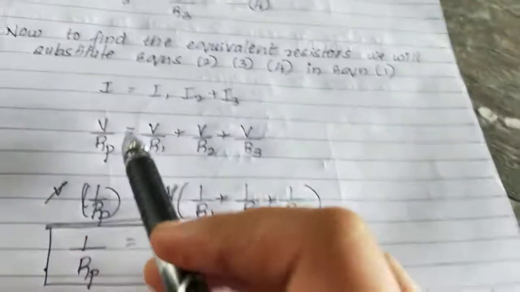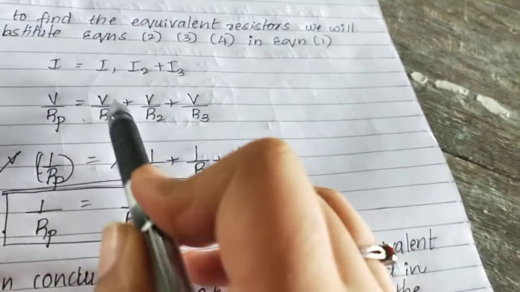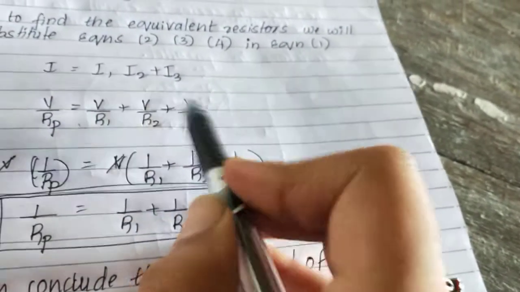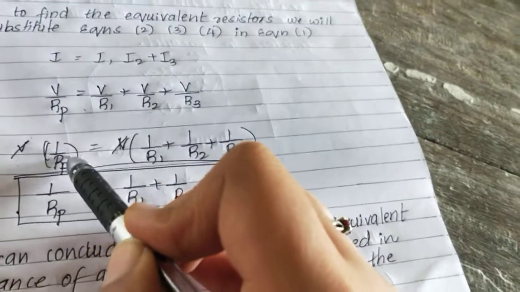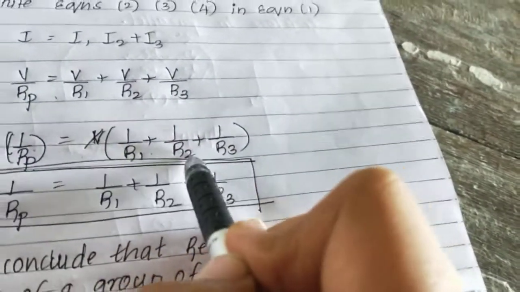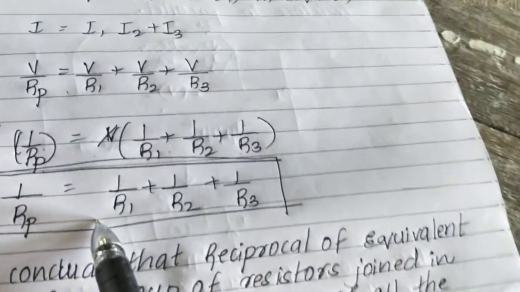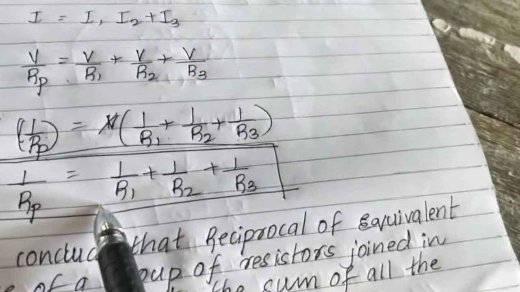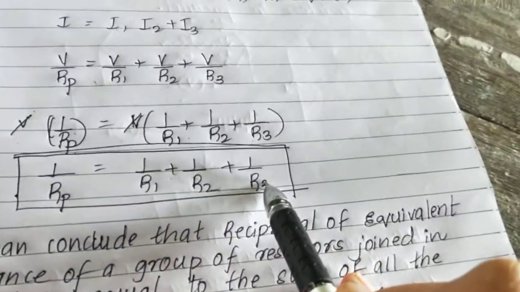Here the potential difference is constant. So when we take the potential difference as a common factor, we get 1 by Rp is equal to 1 by R1 plus 1 by R2 plus 1 by R3. So this is the equivalent resistance of resistors arranged in parallel, that is 1 by Rp is equal to 1 by R1 plus 1 by R2 plus 1 by R3.